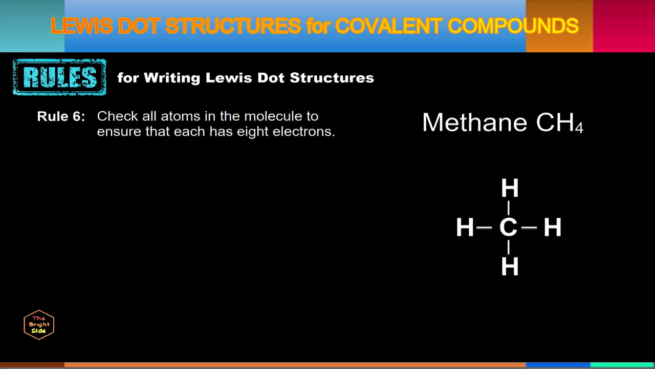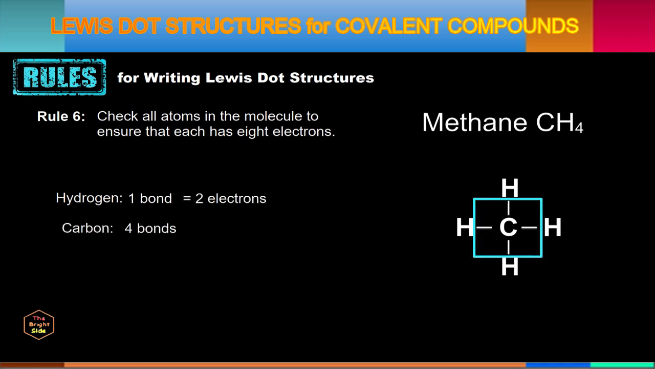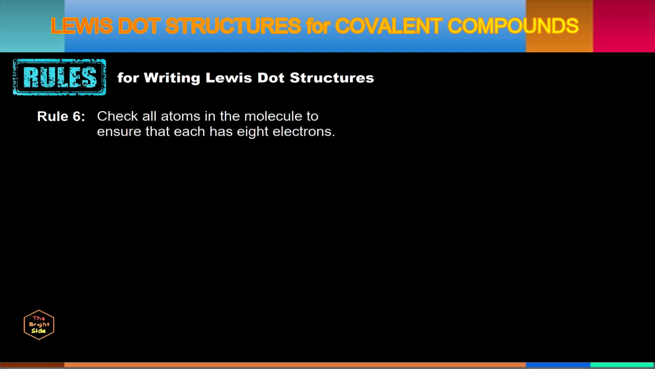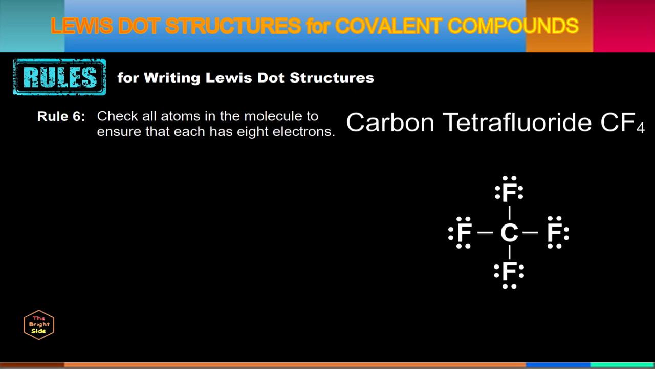Now, let's apply Rule 6 to CH4, or methane. Hydrogen has 1 bond, which equals 2 electrons, and carbon has 4 bonds, which equals 8 electrons, so both atoms are stable. Let's see how Rule 6 applies to CF4, or carbon tetrafluoride.